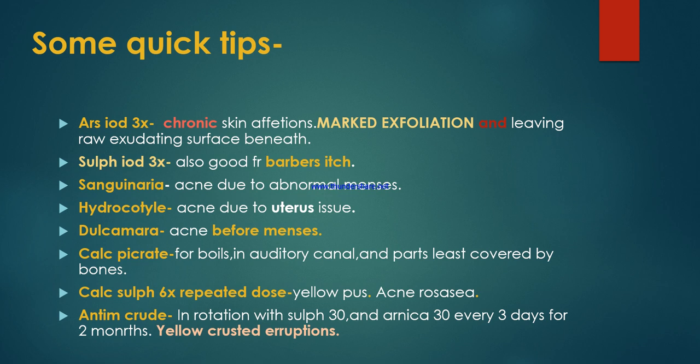If a female patient comes and we find in the history that there is abnormal menses and she has many forms of acne on the face and it is related to the menses, then we can think of Sanguinaria canadensis. The next medicine is Hydrocotyle. Hydrocotyle has acne due to uterus issues. There may be some uterine problems, some bulky uterus or any kind of uterus problem, and the acne will be present. So we can think of Hydrocotyle.